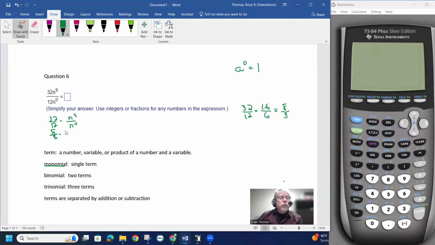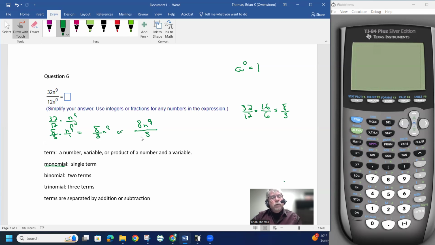And then really this is just n to the ninth divided by 1, which is simply n to the ninth. So what I'm seeing is I have 8/3 times n to the ninth. You can write it like that, or you can make one fraction bar, with the 8 and n to the ninth in the numerator, and the 3 in the denominator.